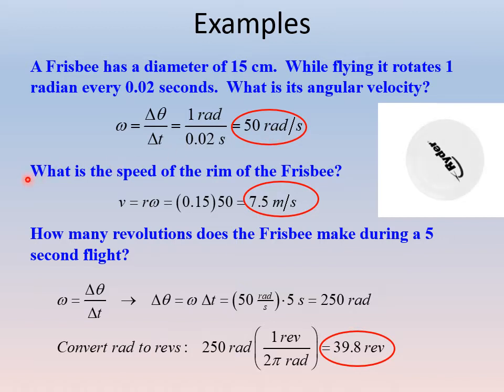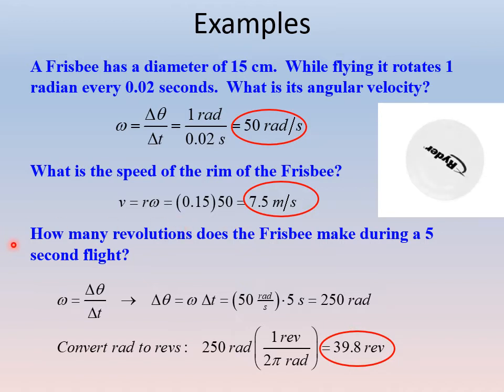Okay, so the second one: what is the speed of the rim of the frisbee? In other words, how fast is something going on the outside edge of this frisbee? So here we're going to use the relationship, if you look back on that previous slide, velocity is equal to r times angular velocity. So the radius is 0.15 meters, right, 15 centimeters, and we just figured out omega was 50. Multiplied together, this gives us 7.5 meters per second. That's how fast something is moving on the outer rim of the frisbee.